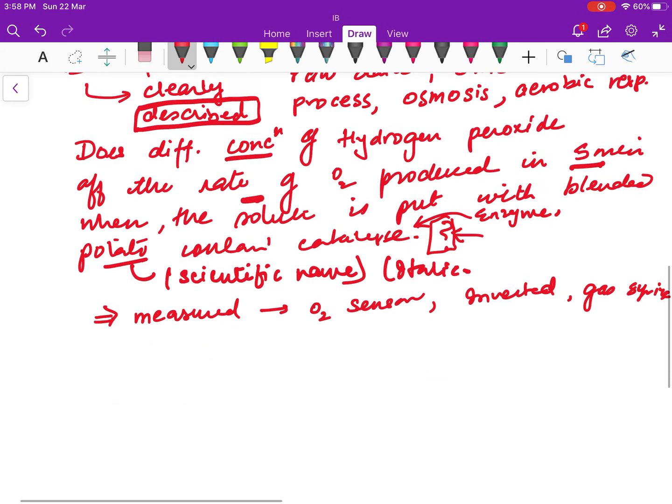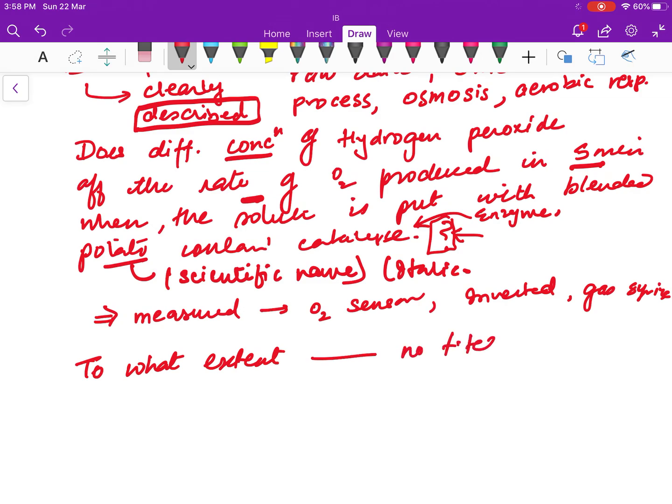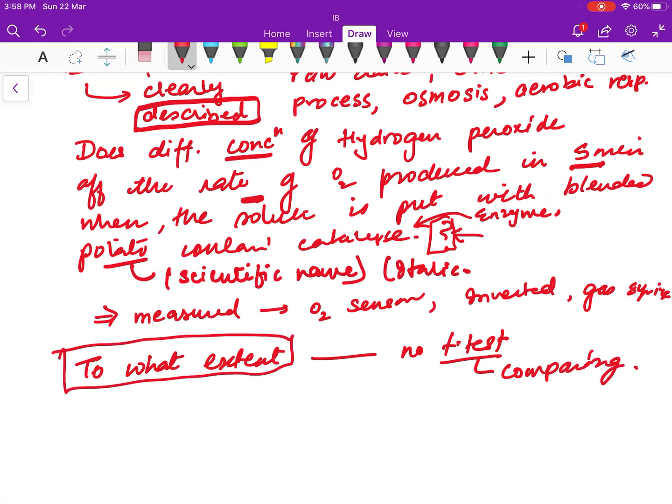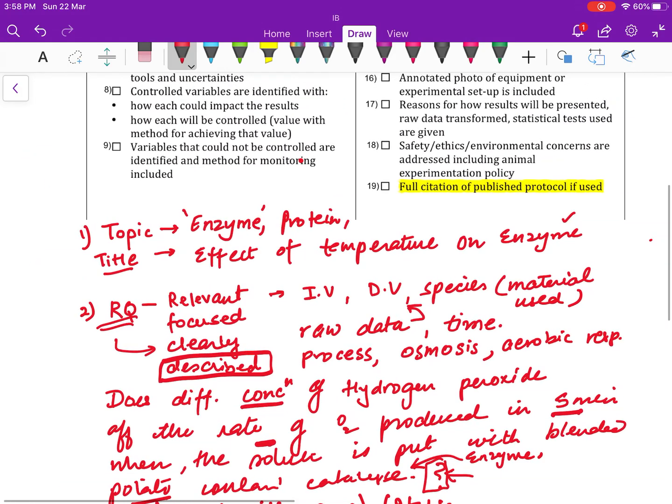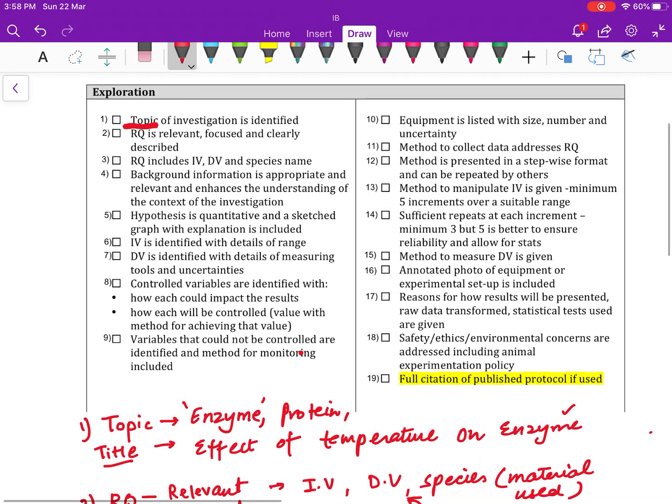And another mistake is you are starting your RQ with 'to what extent' where there is no t-test, it means you are not comparing. If you are not comparing, you should not start your RQ with 'to what extent'. So RQ should be clearly relevant, focused, described clearly. Now RQ is relevant, it includes IV, DV and species name. These two parts come in the RQ.